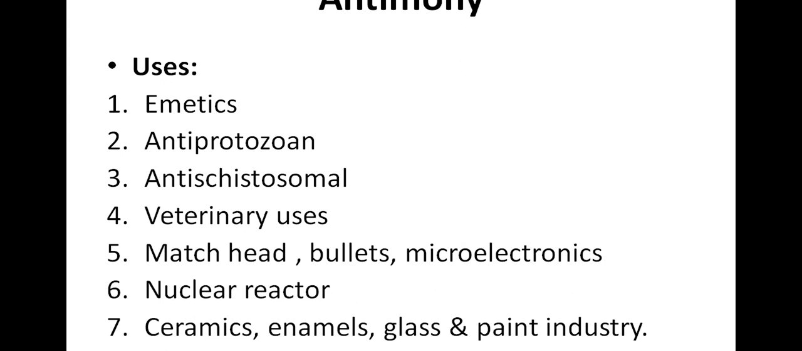So the uses of antimony are different, can be used as emetics, जितने भी आपके anti-protozoan, anti-schistosomal uses हैं. You know that in veterinary uses also. Then it is used in the match head as antimony chlorate, and also used in the bullets, in the microelectronics, in the nuclear reactors, beside that in different industries like ceramics, enamels, glass and paint industries.